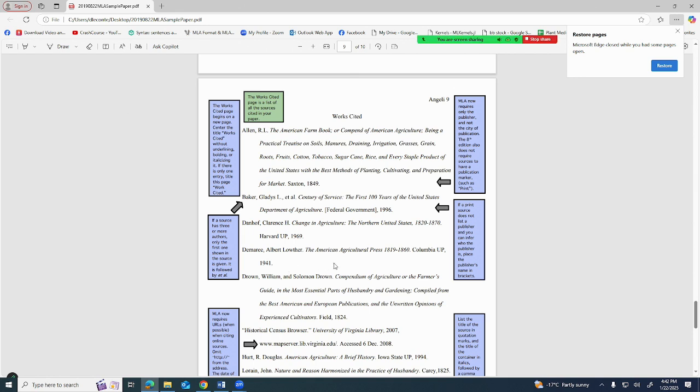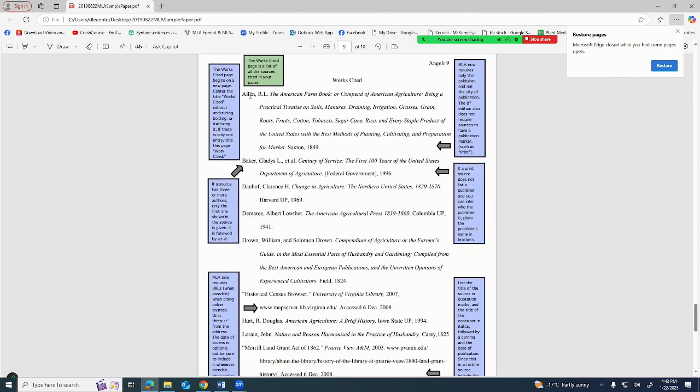Finally, we'll finish up with this today. This is what references or works cited is referring to. This is all the important information that we need to collect when we are gathering quotes or paraphrases from outside sources. So Allen, that's the author's name. And these are done in alphabetical order. See, we have Allen, Baker, Danhoff, Demari, Drown.